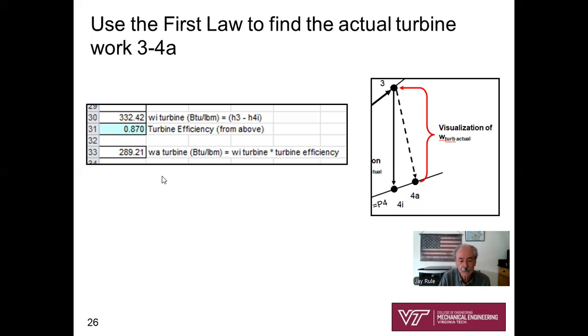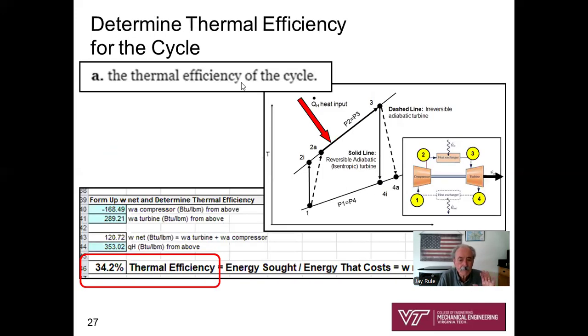Okay, so I've got W actual turbine. Looking ahead, now I think I've got W net. Yes, I've got enough to determine the W net and the thermal efficiency of the cycle now. So here are my two work numbers, W dot over M dot: negative 168.5 BTUs per pound for the actual compressor, 289.21 BTUs per pound for the actual turbine. Add them up, 120 BTUs per pound net work.